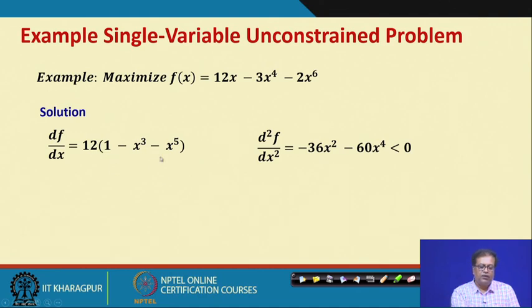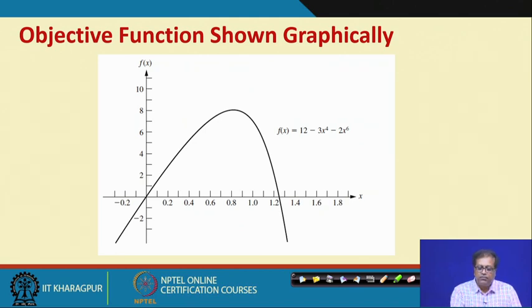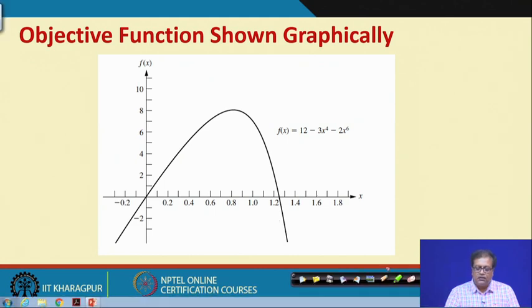So, 12 common, 1 minus x^3 minus x^5, and the second derivative is minus 36 x^2 minus 60 x^4, which is less than 0. So, that is the first step. Then after that, this is the plot, 12 minus 3 x to the power 4 minus 2 x to the power 6, that is our objective function, to really show that the objective function is concave.